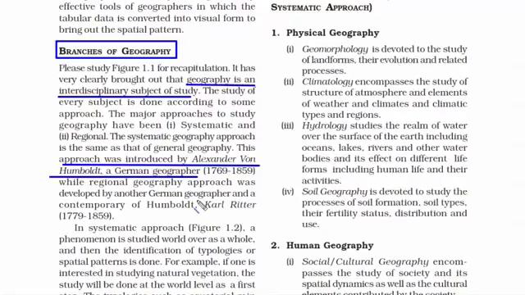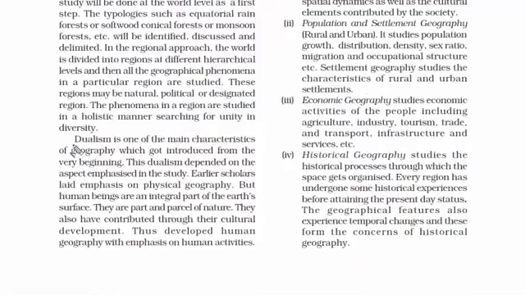Again, you'll hear this term a lot, which is dualism. Dualism is one of the main characteristics of geography. When we say dualism, we are actually referring to two theories.